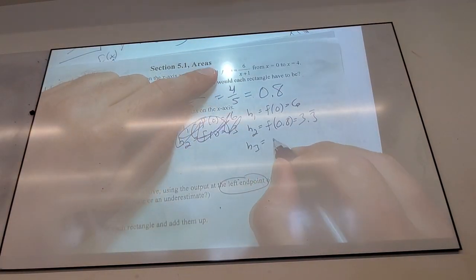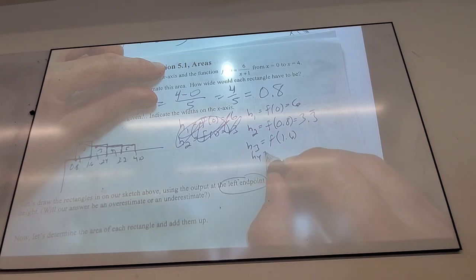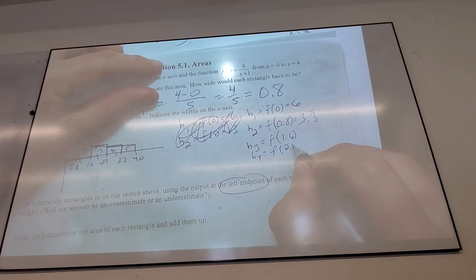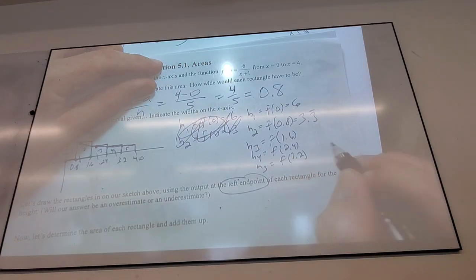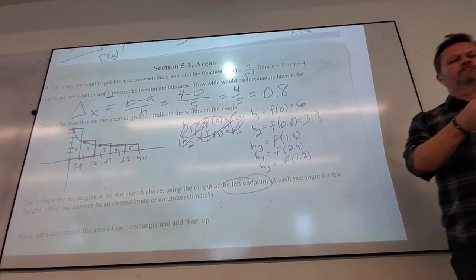The height of the third rectangle will be f of 1.6. The height of the fourth will be f of 2.4. The height of the fifth will be f of 3.2. All right, now, are you guys interested in a bit of a shortcut?